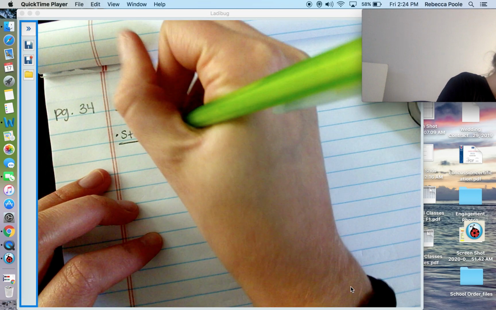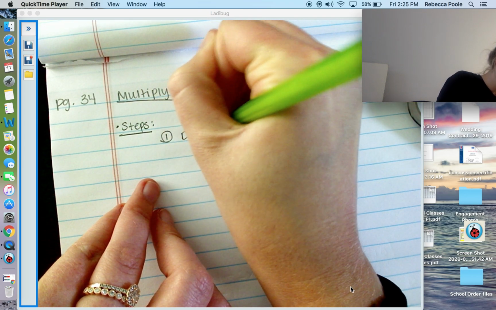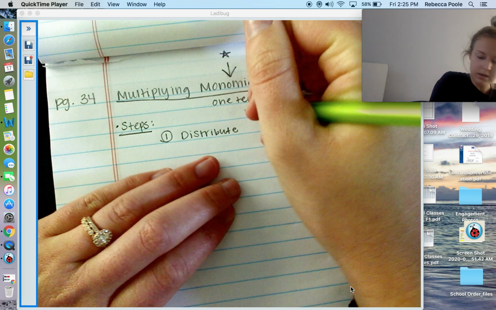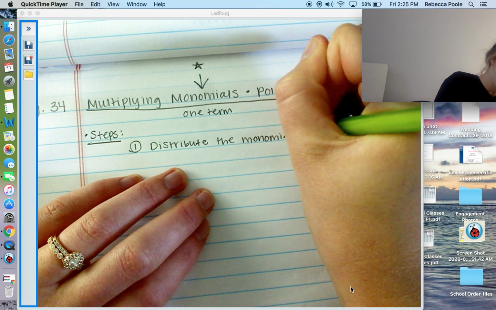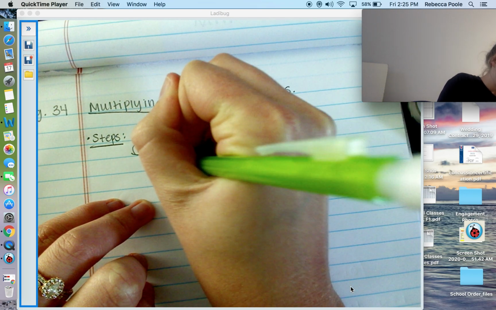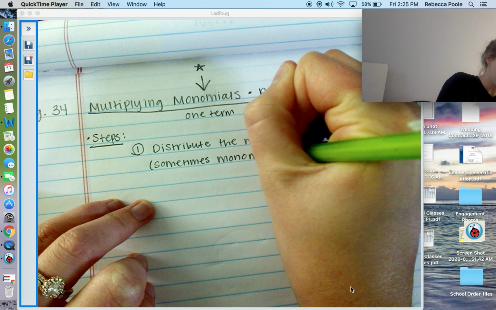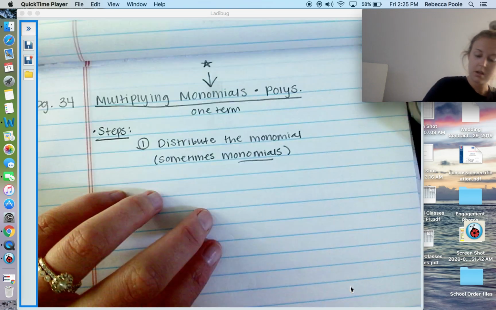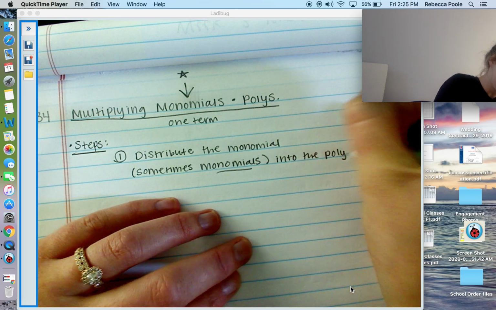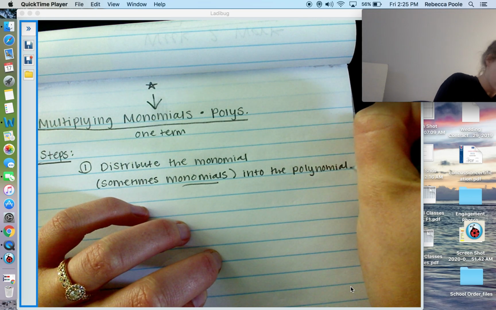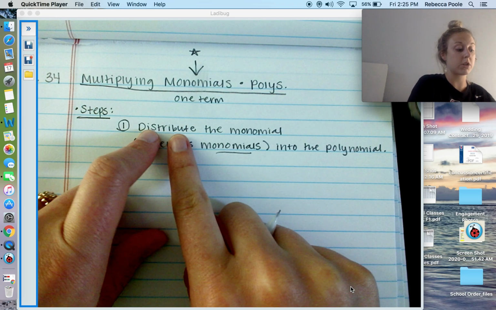So the first thing we're going to do, and you already know how to do this, is distribute the monomial, and sometimes it's more than one monomial. We'll do an example like that. So I'm going to put monomials into the polynomial. And you guys know that when we distribute, the operation that we're doing is multiplying. So it makes sense that we're distributing here, okay?